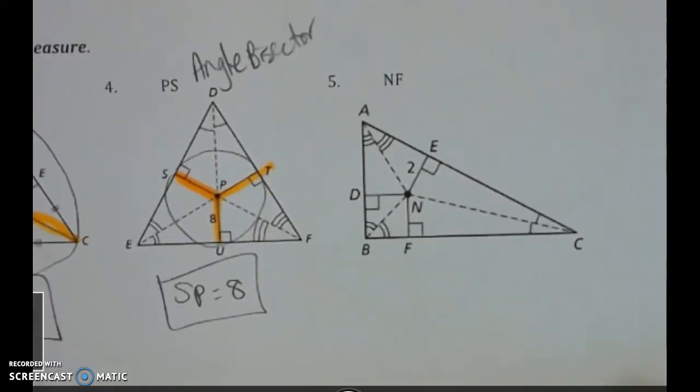All right, the last one, take a look and see if you can see if it's a perpendicular bisector or angle bisector, and then see if you can find that missing measure of NF.